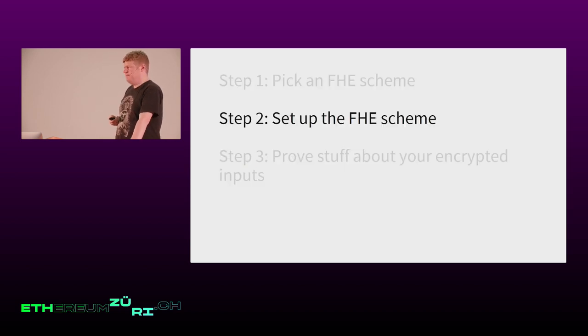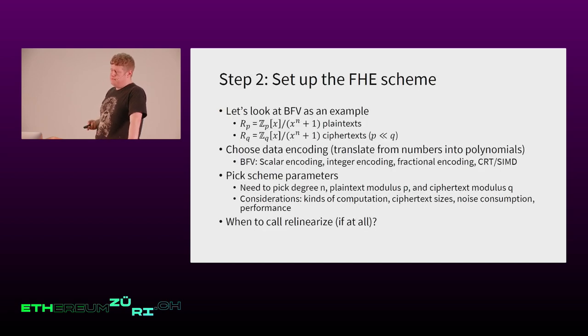So now that we've chosen a scheme, depending on what we're trying to do, we need to set up the scheme. With BFE, plaintexts are polynomials where every coefficient is modulo p. P here means plaintext coefficient. It does not mean prime, as it usually does. And ciphertexts are polynomials modulo q. For the scheme to be correct and functional, we have to have that q is significantly larger than p.